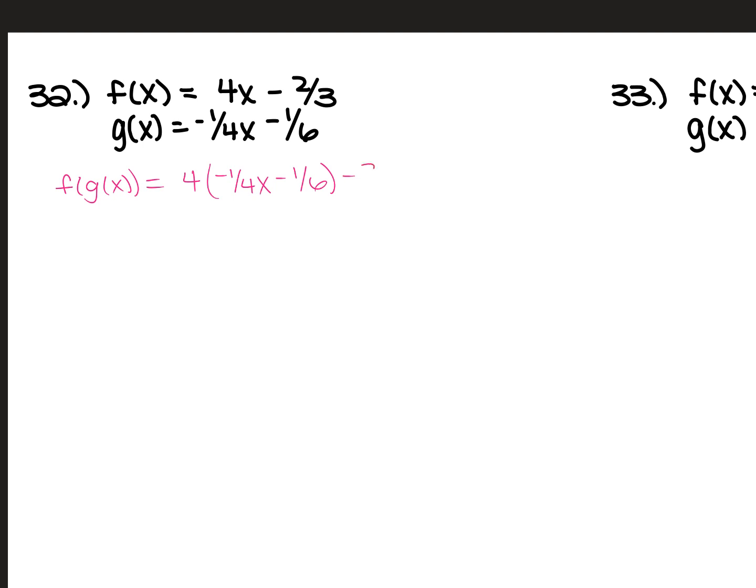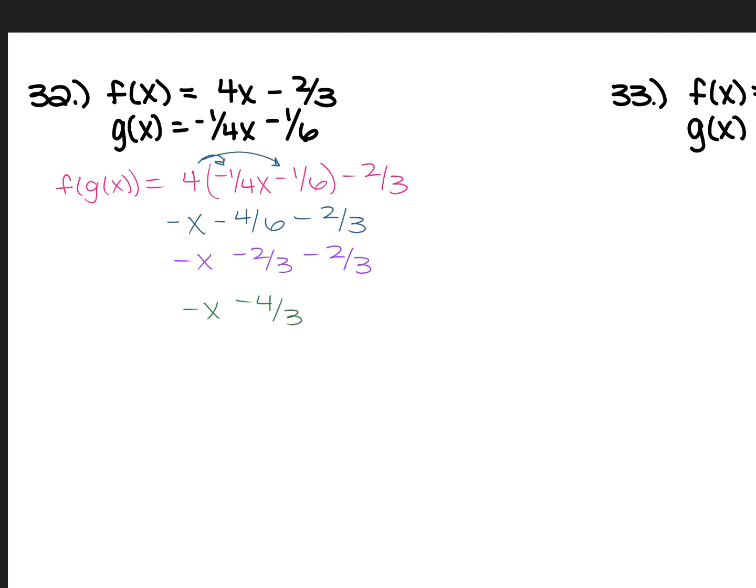1/6 minus 2/3. So if I distribute that 4 in, that's going to give me negative 4 over 4, which is just negative x, minus 4 over 6, minus 2/3. That then gives me negative x minus 2/3 minus 2/3, which is negative x minus 4/3.